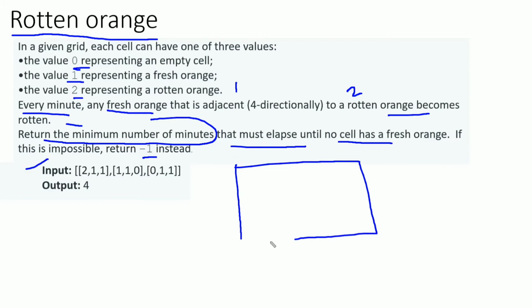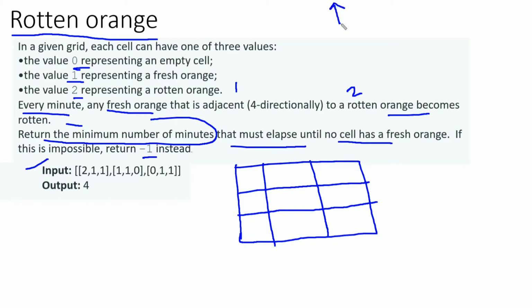So I'll be creating a matrix, and from a cell location we can move in 4 different directions. If I represent a location as i comma j, then we can move to i-1 comma j, or i comma j+1, or i+1 comma j, or i comma j-1. Suppose the values are 2 1 1, 1 1 0, and 0 1 1. So basically we need to return the time.